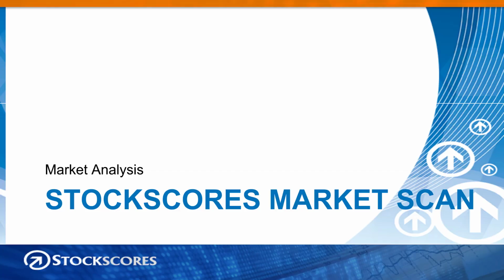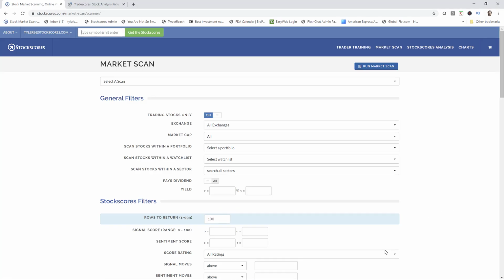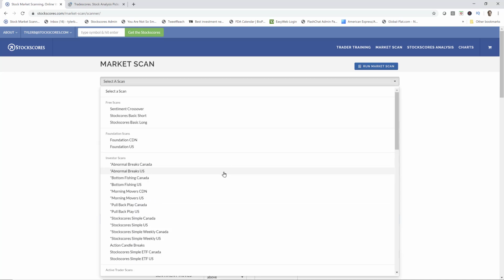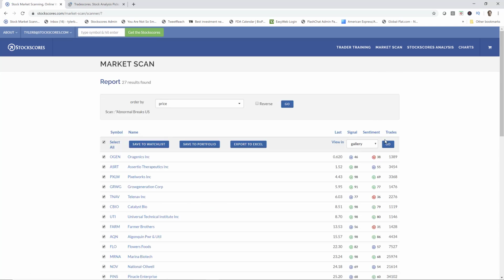And you can go to the Stockscores website to learn more about that. So let's jump into the market scan now. Just jump over here, and we're going to run this week the abnormal breaks market scan, which looks for, again, those stocks making an abnormal price move. And ultimately, we have to look at the charts.